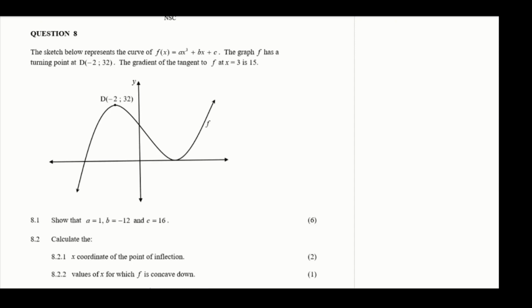The sketch below represents the curve of f(x), which is a cubic function, and it has a turning point at D, which is equal to (-2, 32). So that's the first turning point, and the gradient of the tangent at x equals 3 is 15. So 8.1, we are asked to show that the value of a is equal to 1, b is equal to -12, and c is equal to 16. So we're going to use the given information. We're going to use the turning point and the gradient of the tangent to find the values of a, b, and c.